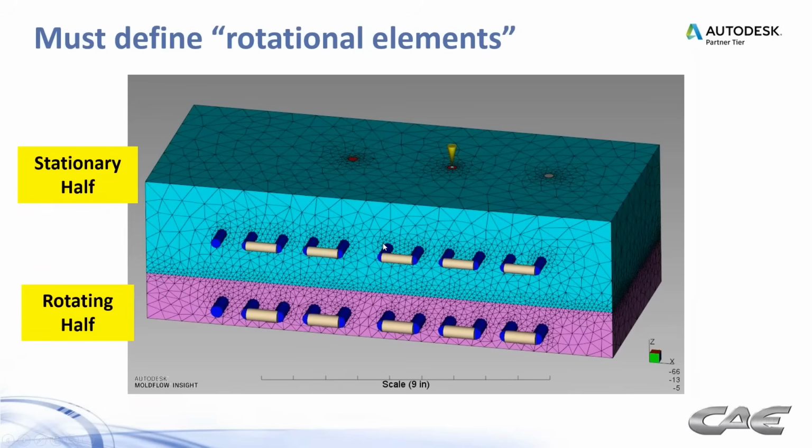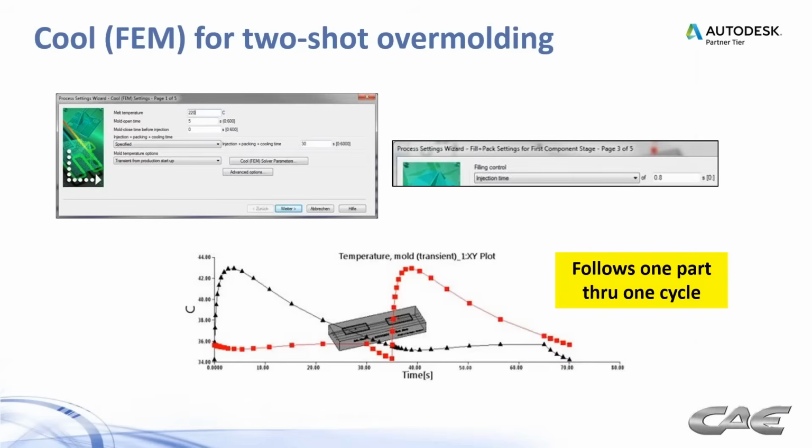So that's really how it happens in a two-shot mold, and we can set our mesh up so that is the case. We give this properties of the rotating half, and then we model the two halves of the mold separately in a full 3D transient cooling analysis. So what it does is it'll track the heat over one full cycle. So you see this is an area on the first shot here, and how the heat or the temperature changes in that area, and then the second shot here. So it follows one part through one full cycle of molding the first shot and then molding the second shot.